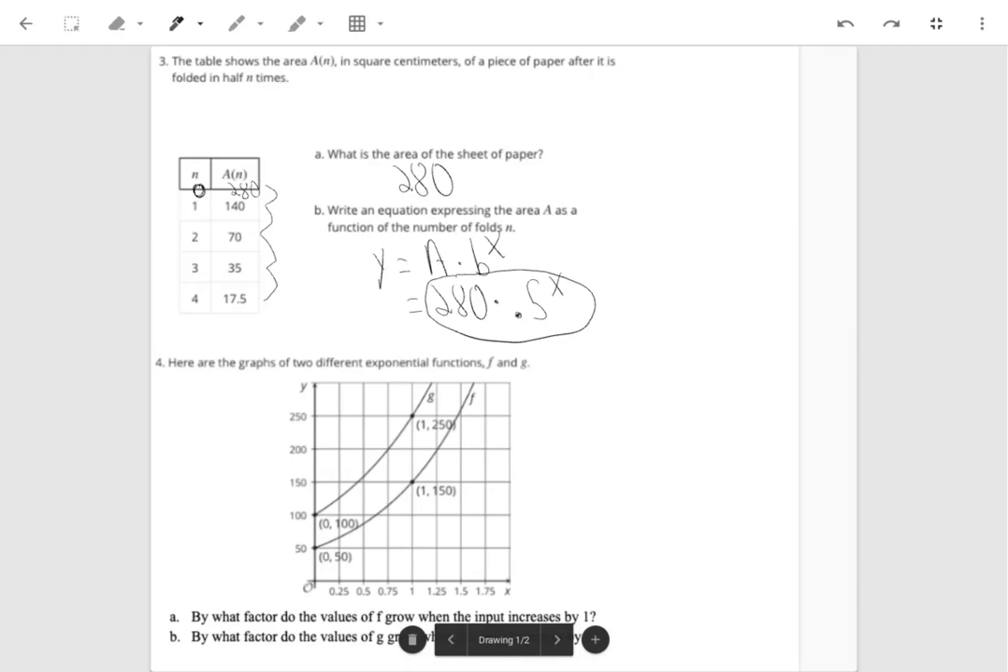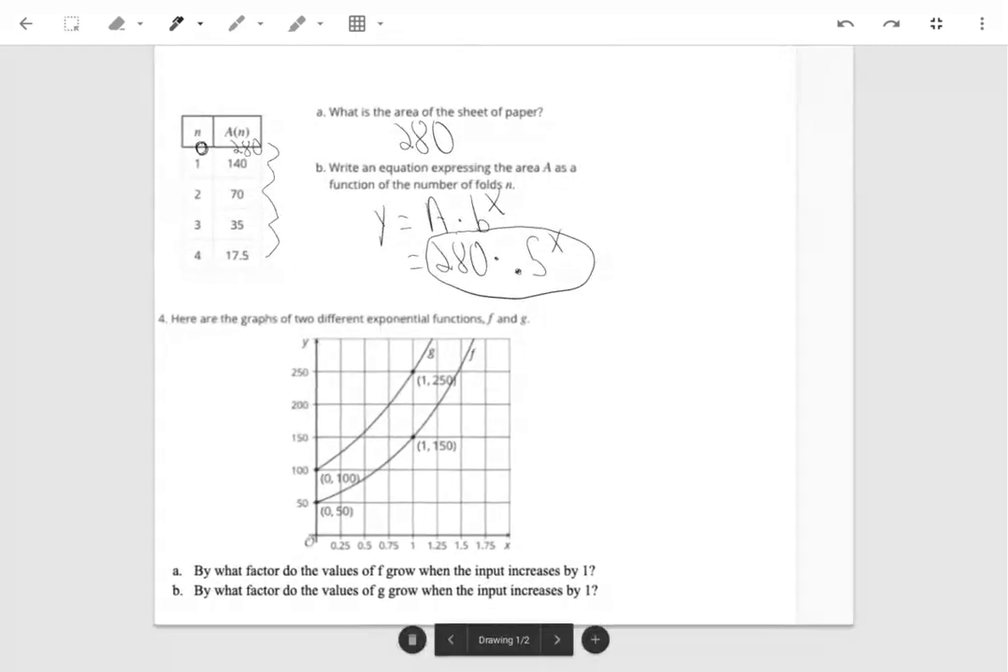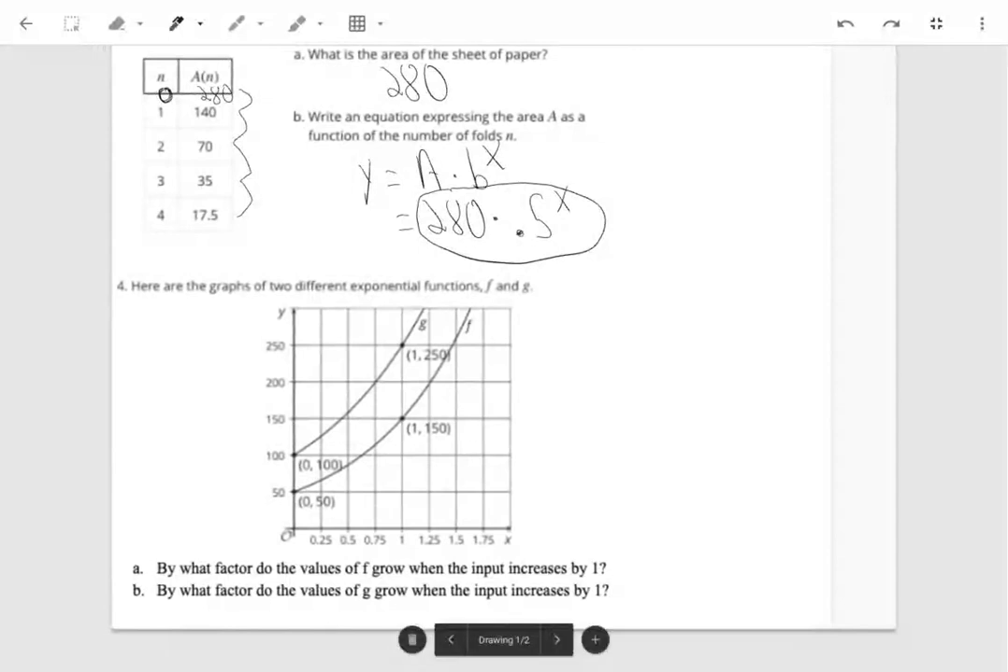Okay. Number 4. By what factor do the values of f grow when the input increases by 1? So f is the bottom graph here. When x increases by 1 from 0 to 1, the output goes from 50 to 150. If I do the math, I believe that's tripling, right? 50 times 3 is 150. So the growth factor is going to be 3.